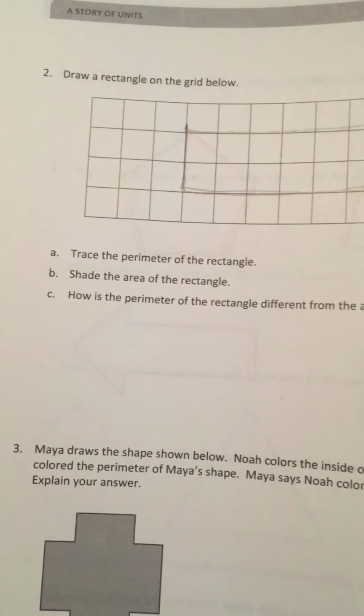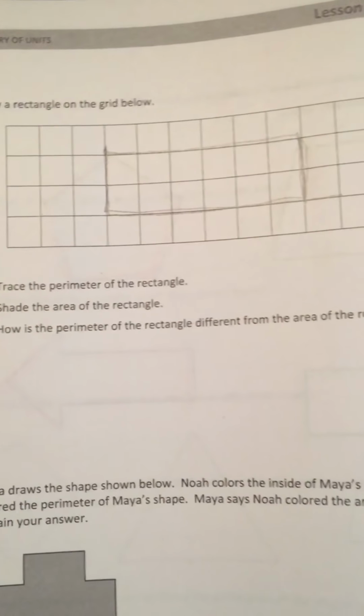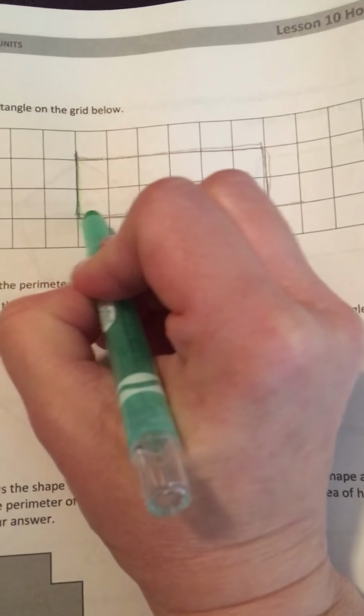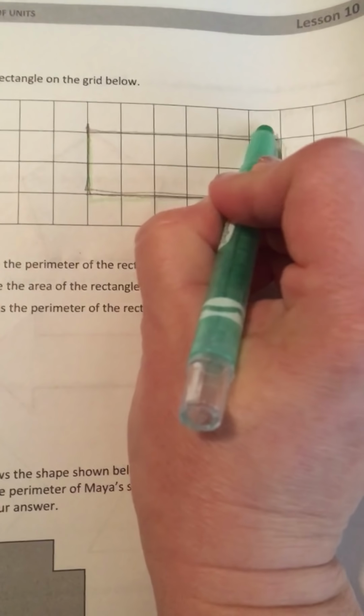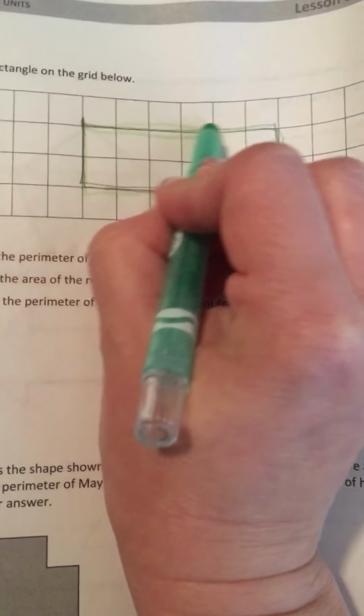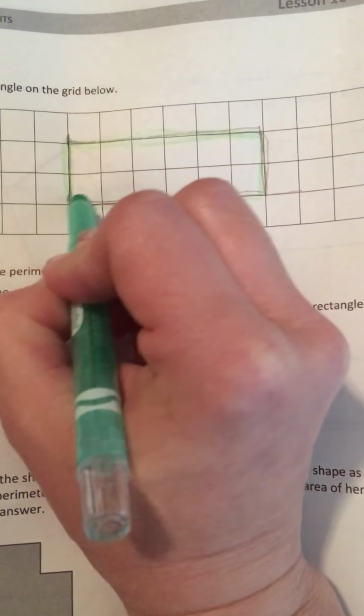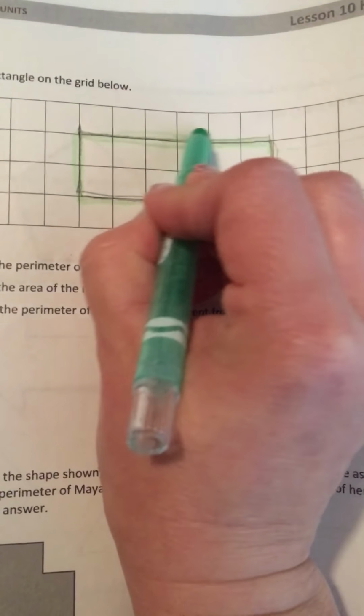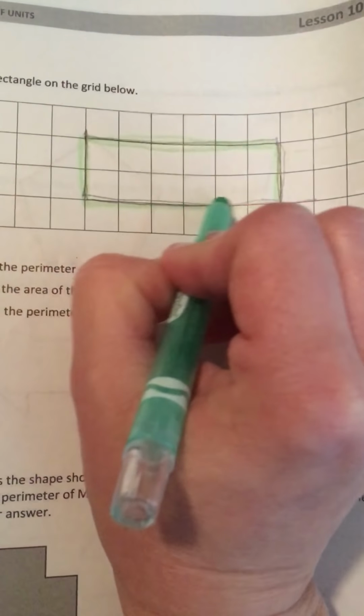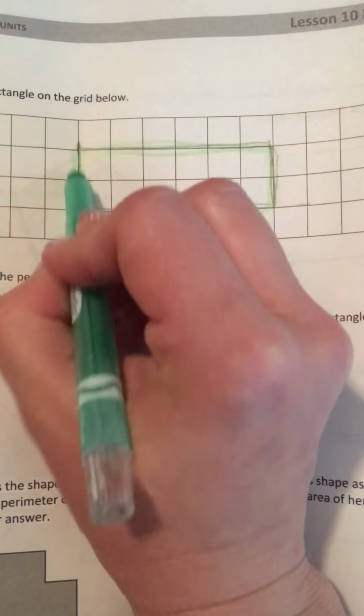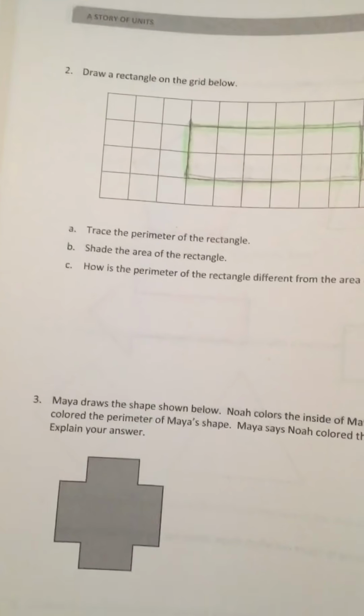A, trace the perimeter. Perimeter is the outside. Perimeter is the outside. Perimeter is the outside. Mrs. Beekman, I wish you'd quit saying that, but guess what? You might remember, because you'll think of me saying this over and over. Perimeter is the outside.